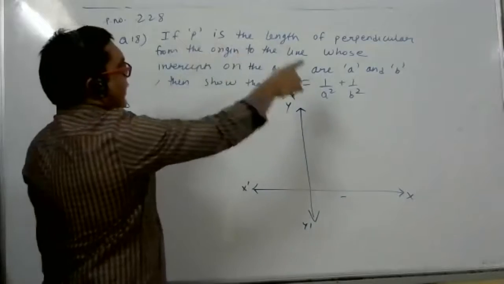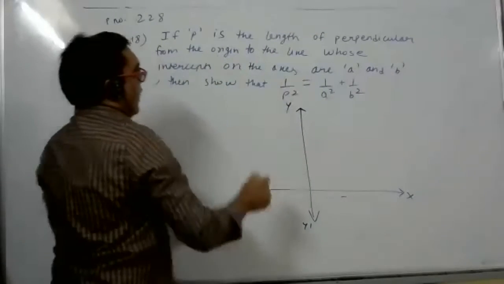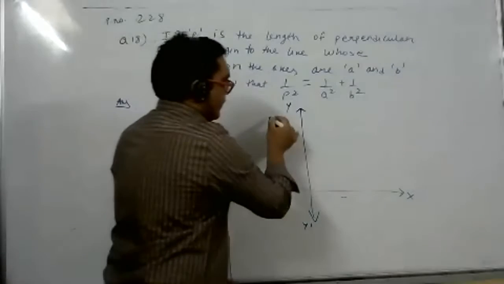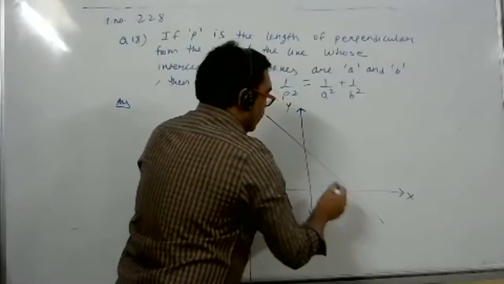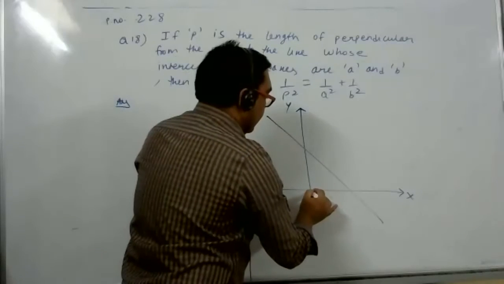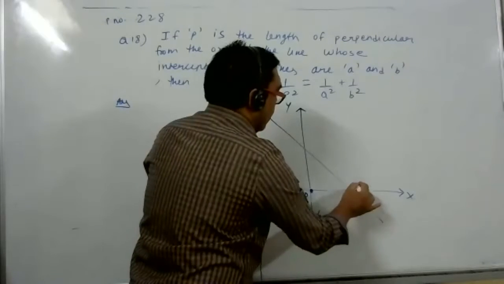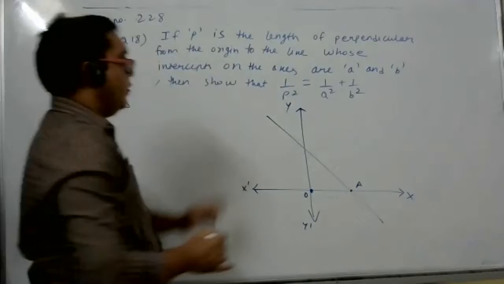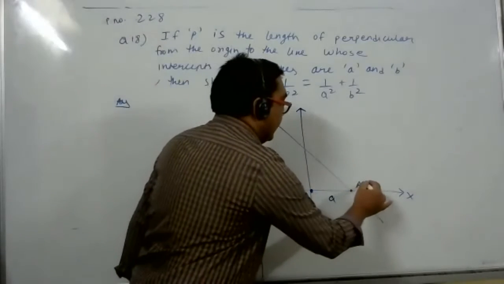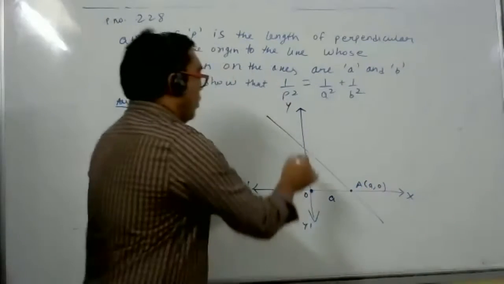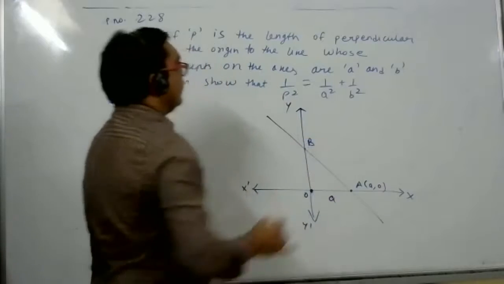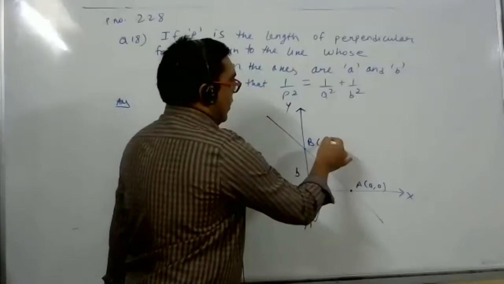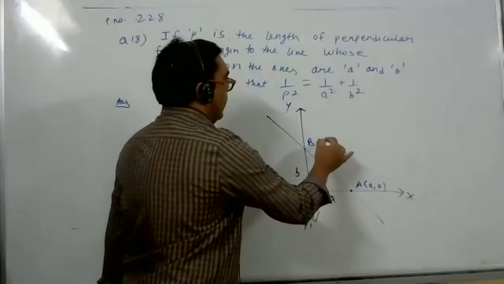If P is the length of perpendicular from the origin to the line whose intercepts on the axes are A and B, all of you know the meaning of intercept on the axis. This is OA. What is the length of OA, student? A, coordinate is A comma 0. You're telling correct. What is the length of OB? B, coordinate is 0 comma B.